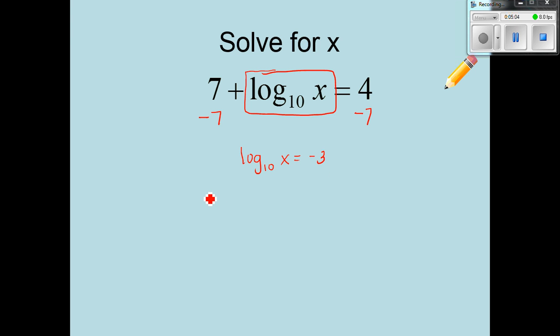Rewrite it in exponential form. That would be base 10. Exponent is negative 3, and that equals x. And 10 to the negative third is the same thing as 1 over 1,000. So 1 over 1,000 is approximately the answer. And I could type that into my calculator, verify it, and also knowing that that is not a negative, it should satisfy the equation.